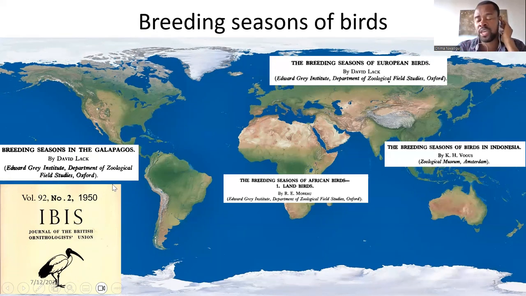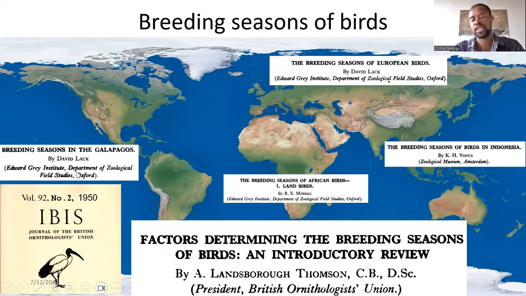So let me just show you briefly some of the things we used to know about bird breeding seasons in the different places. This 1950 issue of IBIS is one that I find very interesting, in that there was this article trying to talk about the reason why birds have a particular breeding season in a particular place in the world. So Lack brought in the data from Europe and other parts of the Northern Hemisphere. And then there was data from Indonesia, then data from Africa, and then from the Galapagos.